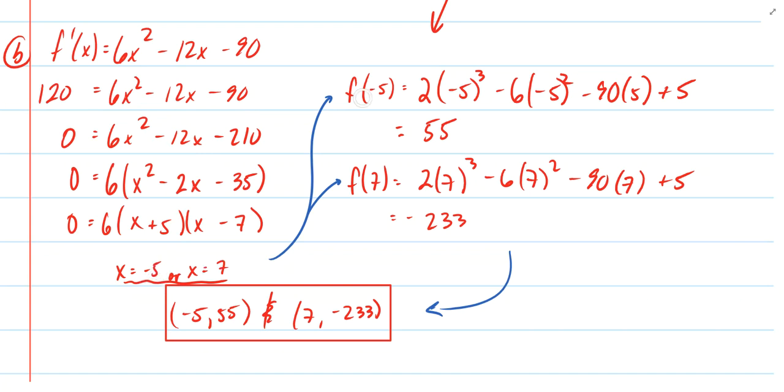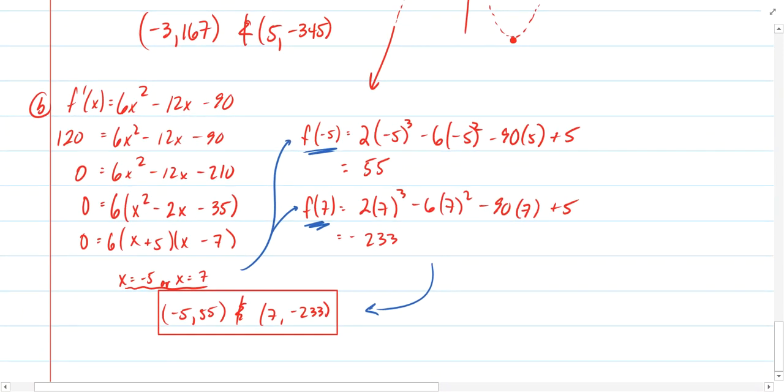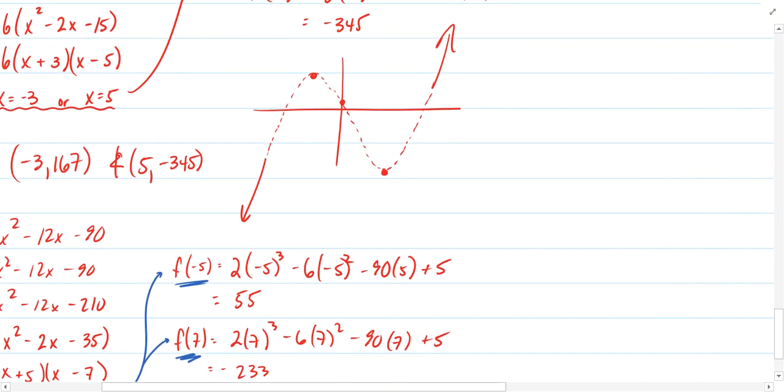Once the solutions for x were identified, we substituted them back into the original function to find the position of the point. And so when x was equal to -5 in the original function, we had a y value of 55. And when x was equal to 7, we had a y value of -233. So if we compare that to the sketch we had just a moment ago, -5 is somewhere over here, and we're saying that the slope at this point is equal to 120, whereas the slope here was equal to 0. The slope here was equal to 0, and then at an x value of 7, we had a slope equal to 120.